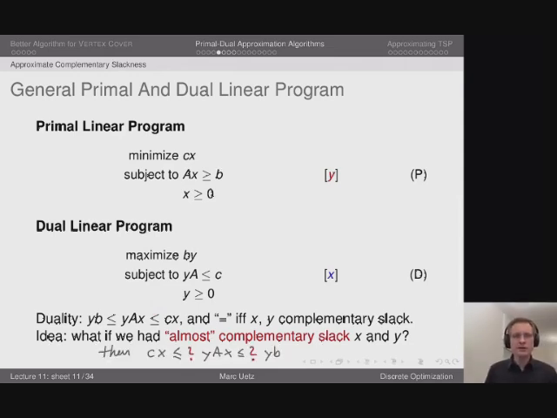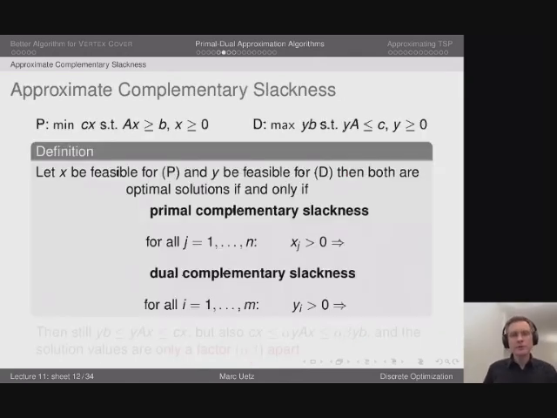So if I have inequalities also in the other direction, then I would get that the objective function value of the primal is at most some factor times y times a times x here, and that one is at most some other factor away from the objective function value of the dual. So that would be corresponding constraints in the other direction here and here, up to a certain constant factor. And these constant factors would be these question marks here. So how exactly do we do that? Well, let's just write down, or remember, what primal and dual complementary slackness means.